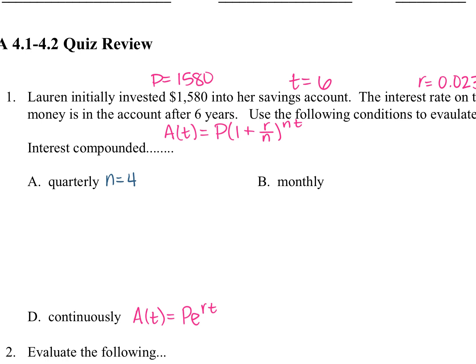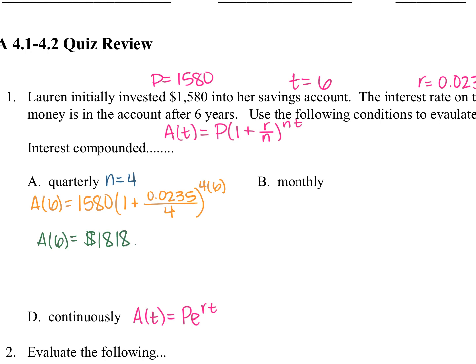So if you plug these values into your formula, you're going to have A of 6 is equal to 1580 times 1 plus 0.0235 over 4 to the power of 4 times 6. Now you're going to have to write all of this down tomorrow as well. So anything that's going to go in your calculator, I need you to write down on your quiz. Okay? If we round to 2 decimal places, since we're dealing with money, we get that A of 6 is equal to $1,818.50.